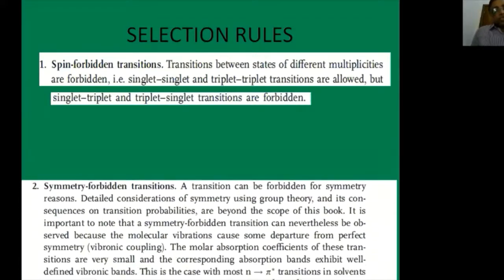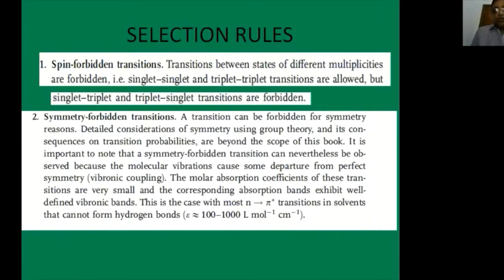Now, the second selection rule is the symmetry forbidden transition. You can see that symmetry plays a role in the electronic transition. Another departure from the selection rule is also possible when there is a vibrational coupling with the electronic motion. This is called vibronic coupling. All the selection rules reflect in the intensity of the absorption that you see. So when you look at the absorption, you need to understand the selection rules. Laws and selection rules are very important.